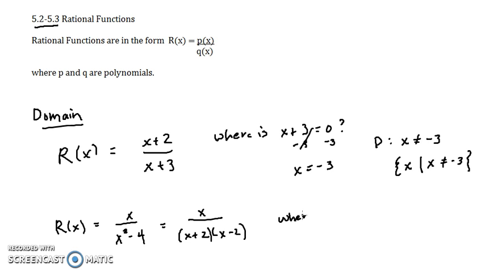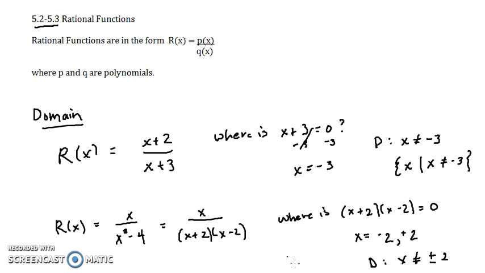And now we say, okay, where is x plus 2 times x minus 2 equal to 0? And we know from the polynomial section we can see the zeros right here. From this factor we get -2, and from this factor we get +2. So our zeros are at -2 and +2, so that means our domain can be anything except plus or minus 2. So our domain is x except for plus or minus 2. So we can put together now what we know about polynomials with what we already knew about domain.